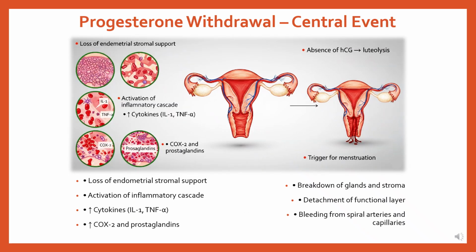When progesterone levels fall, lysosomal enzymes are released, cytokines such as interleukin-1 and tumor necrosis factor alpha are upregulated, and COX-2 expression increases. This leads to increased prostaglandin synthesis and initiation of an inflammatory cascade. Prostaglandin F2 alpha causes vasoconstriction of spiral arteries and strong myometrial contractions, contributing to ischemia and dysmenorrhea. Prostaglandin E2 causes vasodilation and increases vascular permeability, contributing to menstrual bleeding. This prostaglandin imbalance explains the effectiveness of NSAIDs in treating dysmenorrhea.